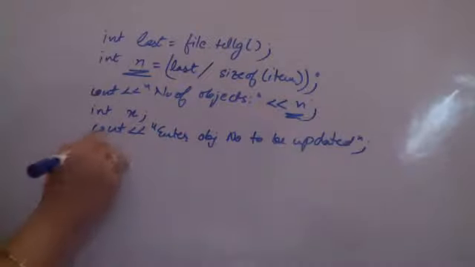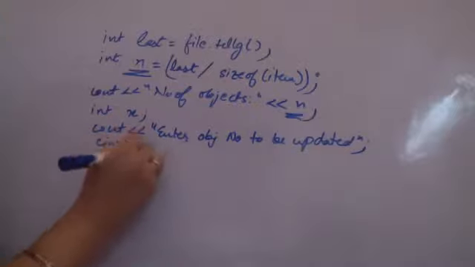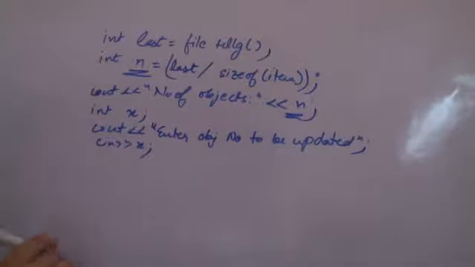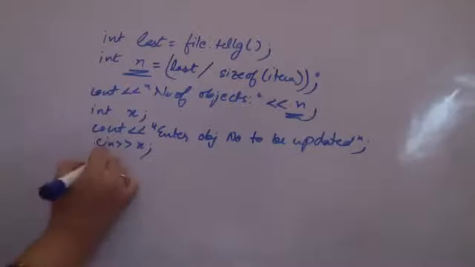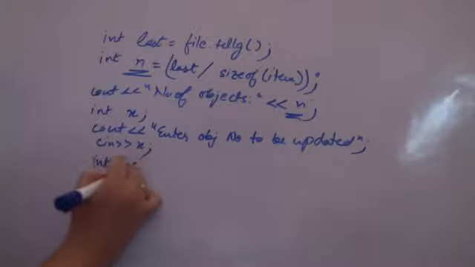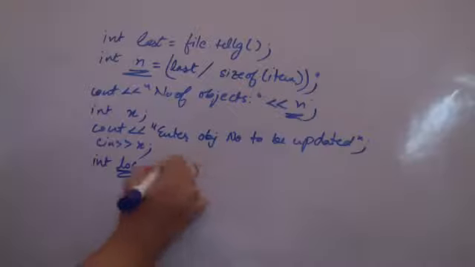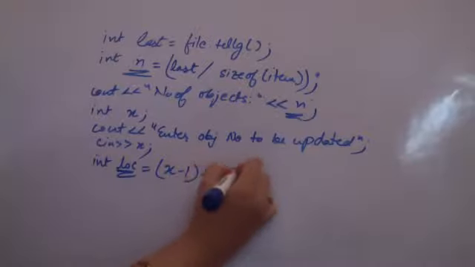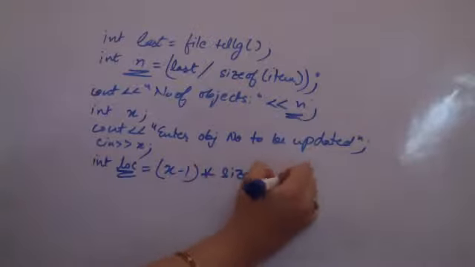And you are reading the object number in x supposedly. So you recall the location. Location is x minus 1 multiplied by the size of one item. So using that I can reach the location. So I am saying that integer location is equal to x minus 1 multiplied by size of one object.